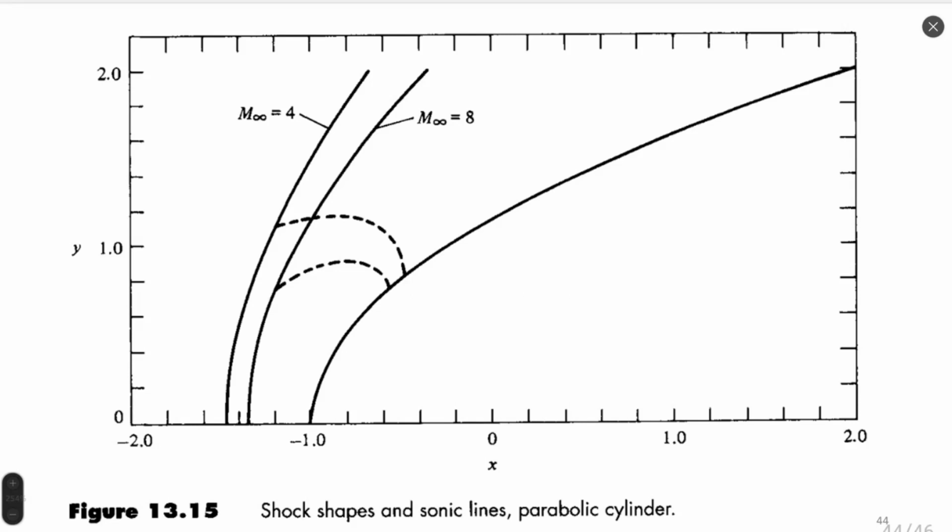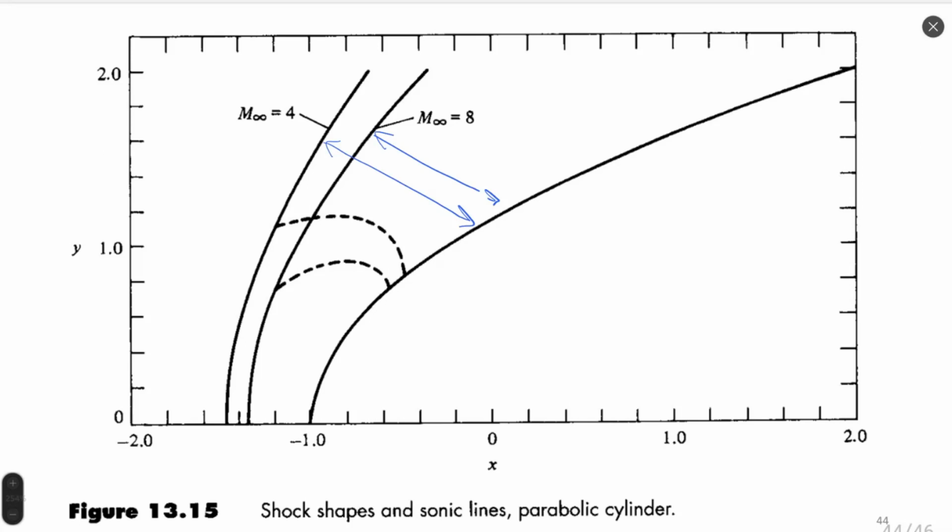Figure 15 shows different shapes and sonic lines for parabolic cylinder. That shape we saw before on the previous picture. For different infinite Mach number, these figures are obtained by numerical simulation. We see that for smaller Mach number, of course, we have bigger distance between cylinder and shock wave. And when we increase Mach number, our shock wave becomes closer to a body, right?